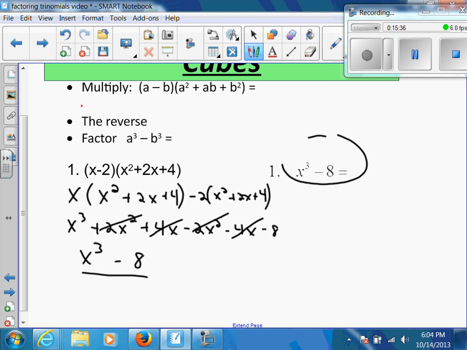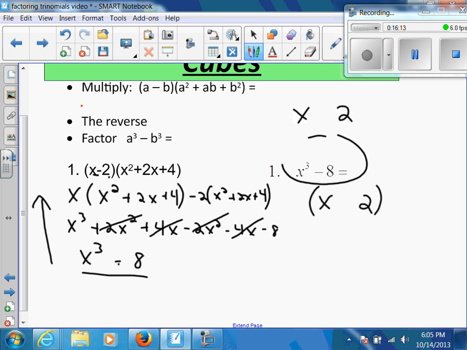So, if I'm going back up, what did I do in difference of squares? Did you take the square root? Well, let's take the cube root of x cubed. The cube root of x cubed is x. What's the cube root of 8? 2. Do we see here? X and 2. So the cube root of both. Now, over here, I had a minus, so the operation stays the same.